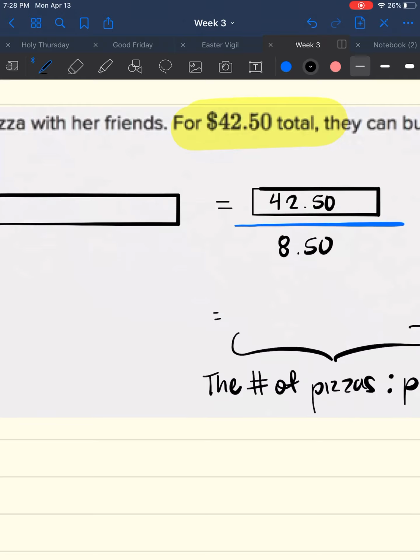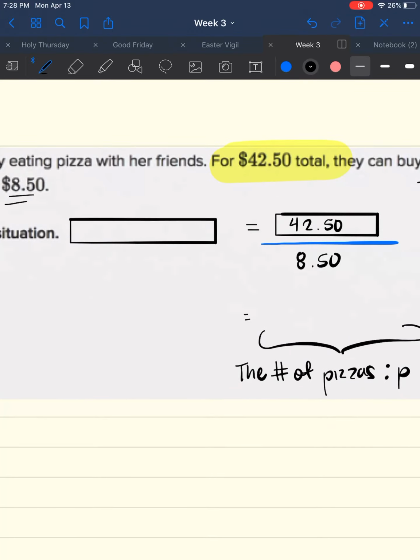Think about opposites. If you're dividing something, I'm dividing here. What did I have to have on the left side in order to divide by 8.50? What's the inverse of division? Multiplication. So I'm going to go ahead and say, well, I'm multiplying it by 8.50. And by what? By P.